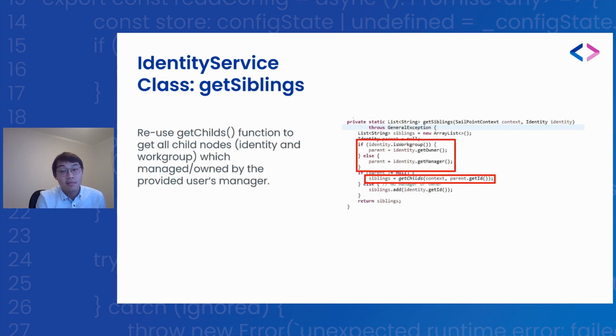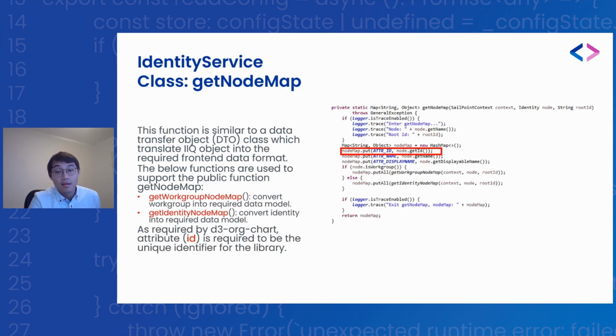The getSiblings function reuses the getChilds function to get all child nodes, including both identity and workgroup, which are managed or owned by the user's manager. The getNodeMap function is similar to a data transfer object DTO class, which translates the IIQ object into the required front-end data format. As required by the D3 Orgchart library, attribute ID is required to be the unique identifier for each node.